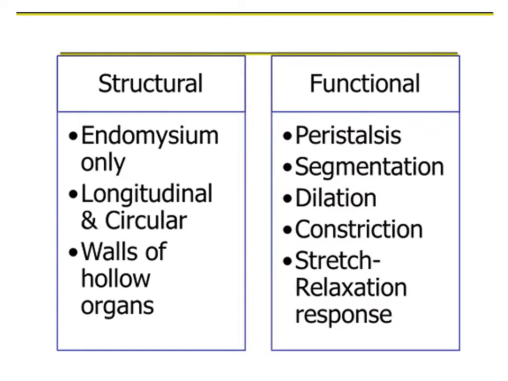Functionally, smooth muscle can cause glands to secrete or control a tubular organ. Peristalsis is wave-like contraction to push something through a tubular organ. Segmentation is a back and forth contraction for mixing. Dilation and constriction change the diameter of a tubular organ. Lastly, some smooth muscle relaxes when stretched, but other cells may contract when stretched.